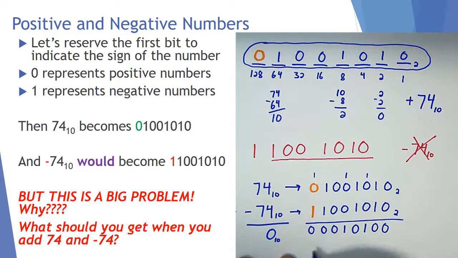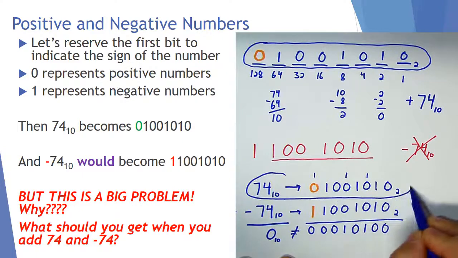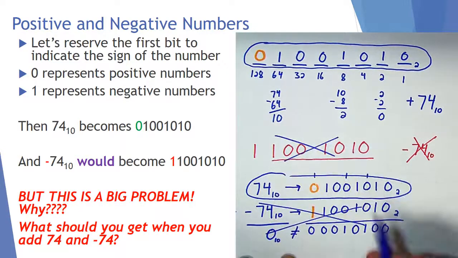Look at that, that's not 0. And so apparently the arithmetic does not work out. This number is okay, no problem there. It's the negative version of the number that doesn't work out. And that's why we have to make a little tweak here.